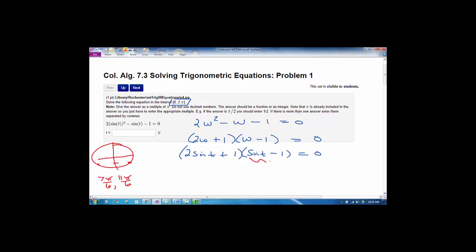Now I'm also solving this part here. Set that equal to 0, so we're looking for where the sine of t equals 1. The sine of t equals 1 at one spot, and that's up here at pi over 2. So they say pi is already here, so just use the fraction. So just use 7/6, 11/6, and 1/2 for my answers.